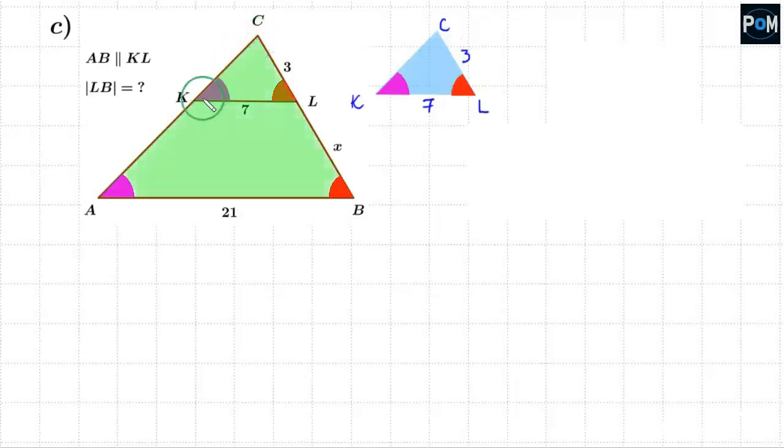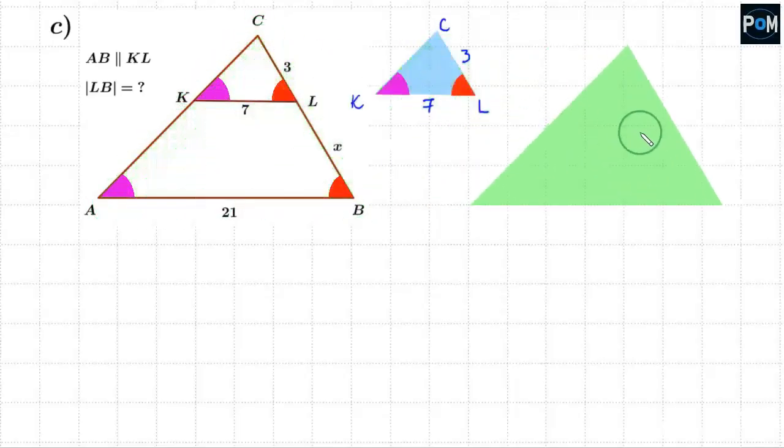And now I look at the large green triangle ABC. I draw it here on the side, and in this triangle, I definitely have 21 at the bottom. What else do I know? I also know the angles. I know that here is a purple angle and here is a red angle. I established that earlier. And at this moment, I already have 2 identical angles in one triangle and 2 identical angles in the other triangle. So these triangles are definitely similar to each other. The third angle at the top is certainly the same here and here. These are the orange angles.